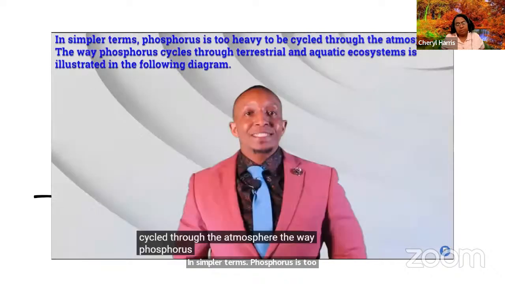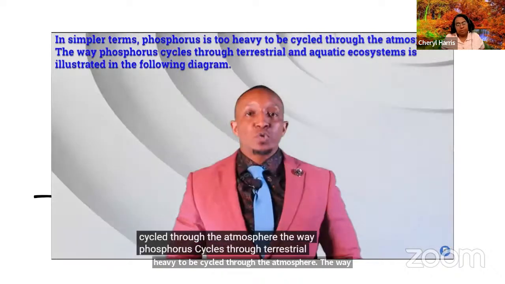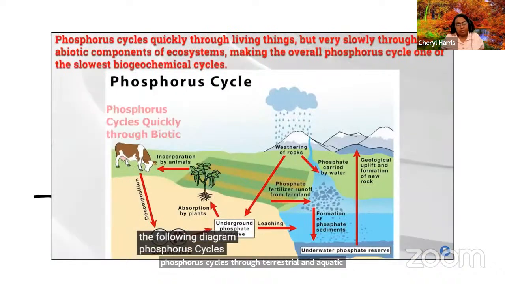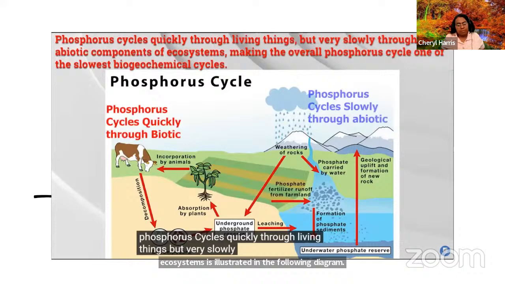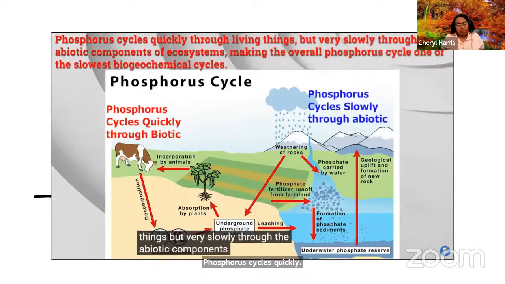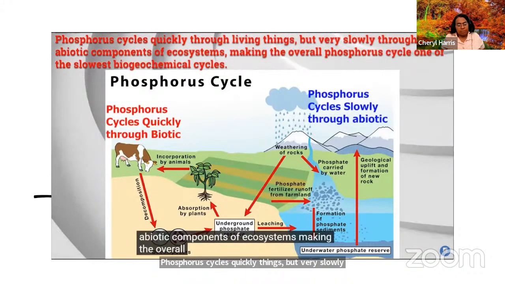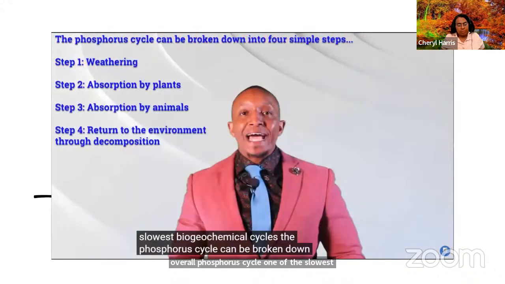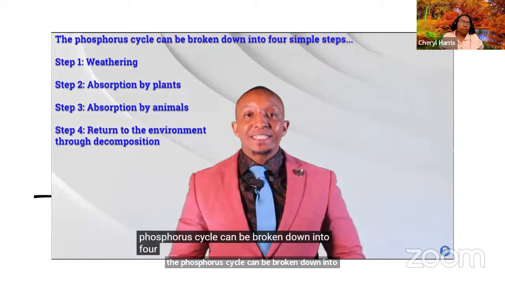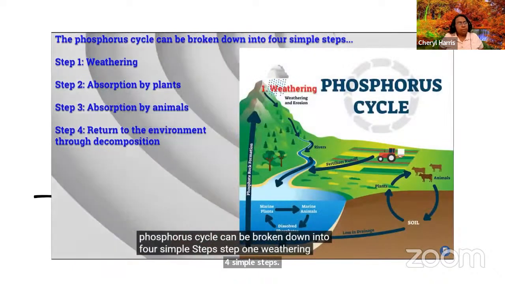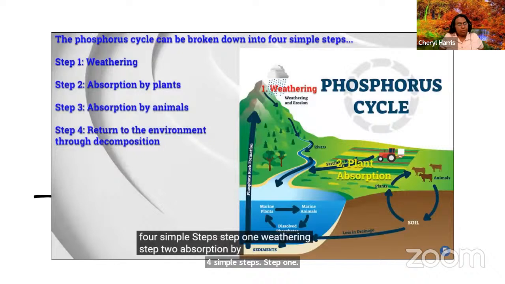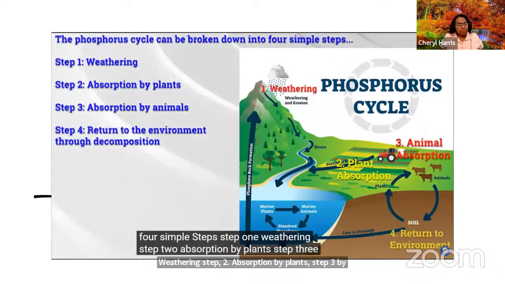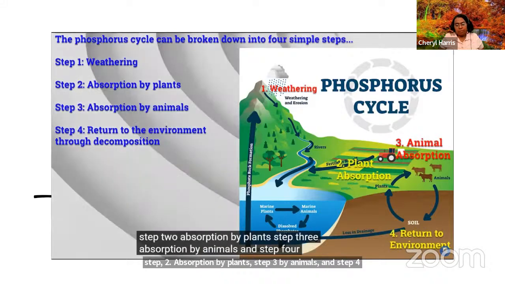The way phosphorus cycles through terrestrial and aquatic ecosystems is illustrated in the following diagram. Phosphorus cycles quickly through living things, but very slowly through the abiotic components of ecosystems, making the overall phosphorus cycle one of the slowest biogeochemical cycles. The phosphorus cycle can be broken down into 4 simple steps. Step 1, weathering, step 2, absorption by plants, step 3, absorption by animals, and step 4, return to the environment through decomposition. Let's start off with step 1.